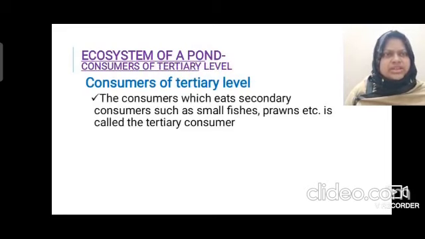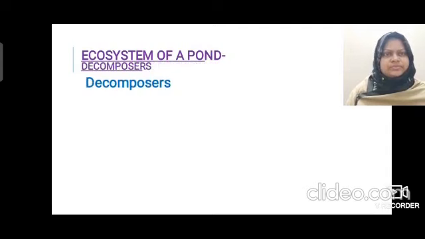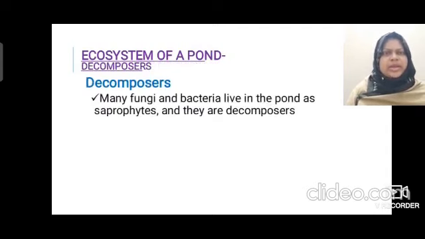Consumers of the tertiary level. The consumers which eat secondary consumers such as small fishes, prawns, etc. are called the tertiary consumer. Shoal, bhetki, boal, like big fishes, and stork are consumers of the tertiary level. Decomposers. Many fungi, bacteria live in the pond as saprophytes, and they are the decomposers.